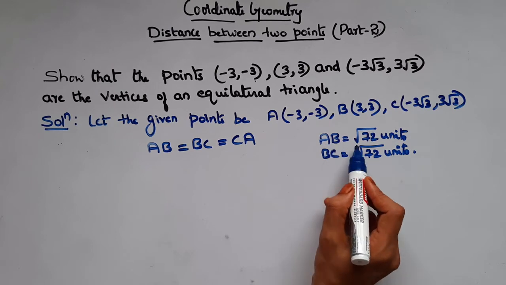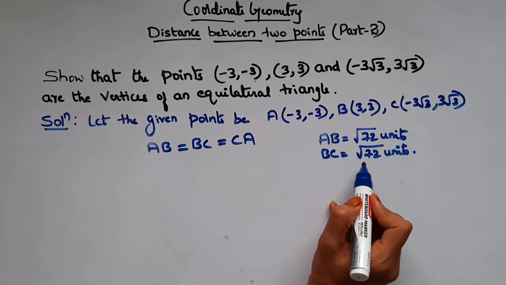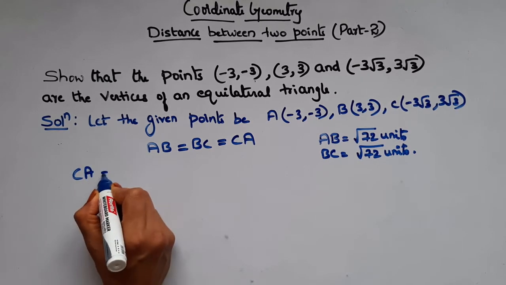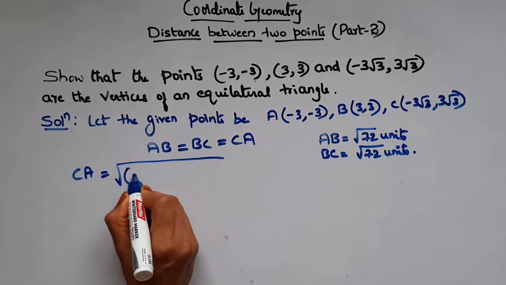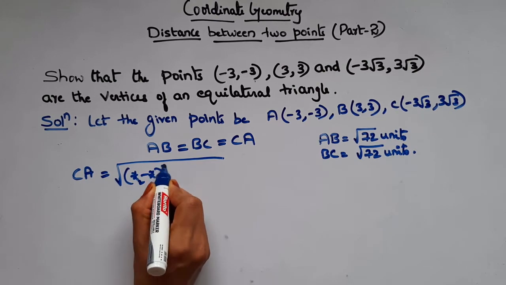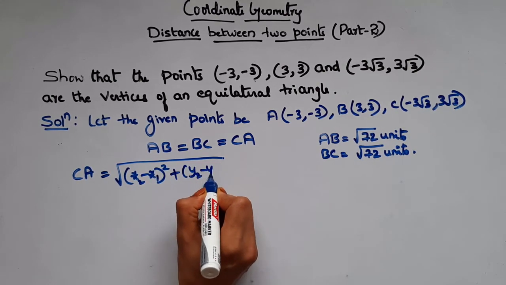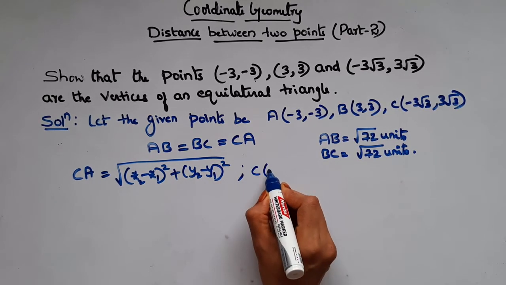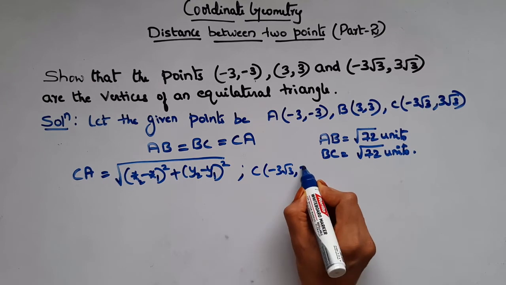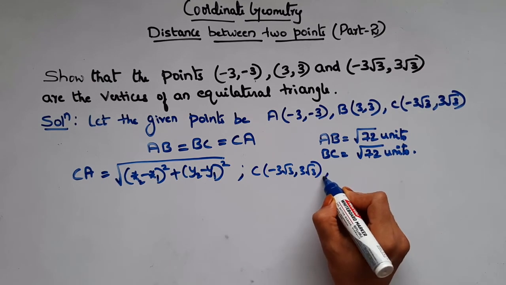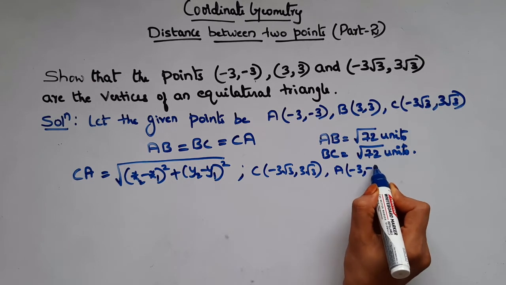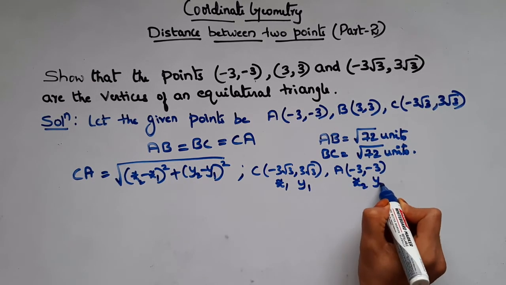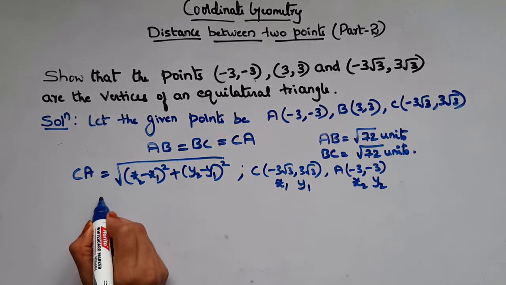So now we got AB is equal to root 72 units and BC is equal to root 72 units. Now we have to check for CA. So let's see for CA. So CA is given by square root of (x2 minus x1) the whole square plus (y2 minus y1) the whole square, right? So CA, so C here is (-3 root 3, 3 root 3) and A is (-3, -3), right? So this is your x1, y1 and this is your x2, y2. So let's apply this formula.